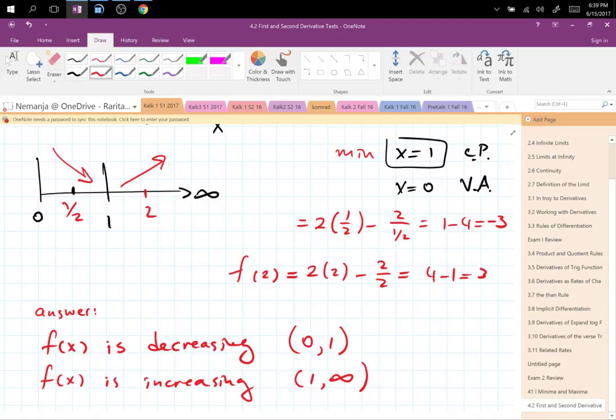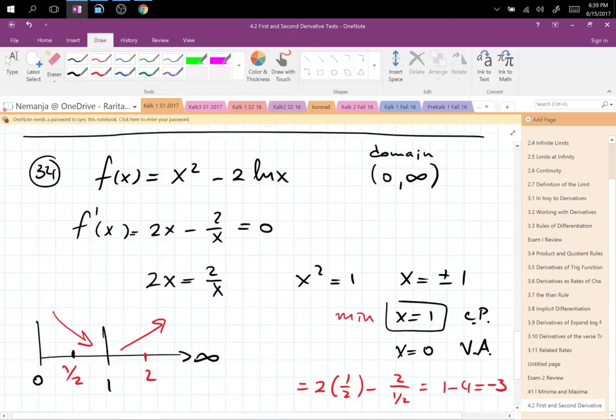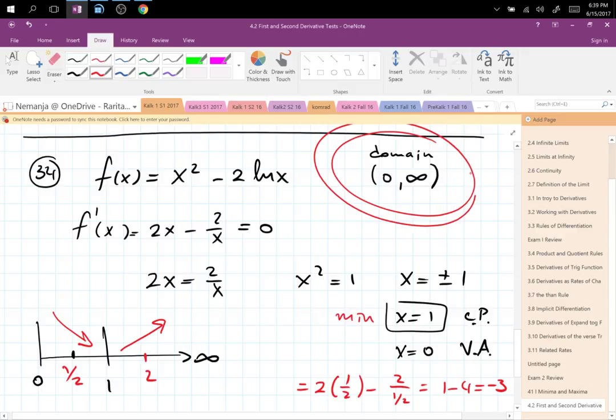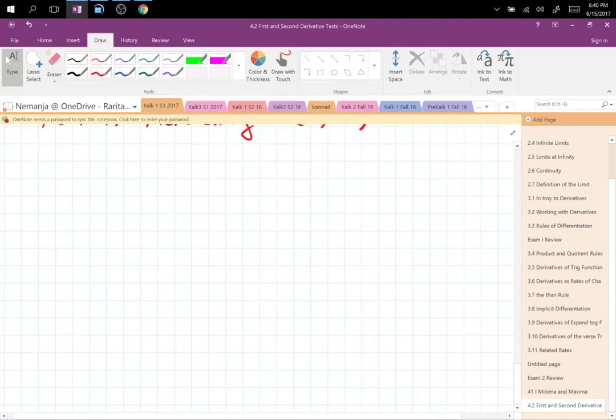So you didn't pick a value lower than 0 because it's x squared? Because of the domain. ln doesn't go to the left of 0 in the real plane.